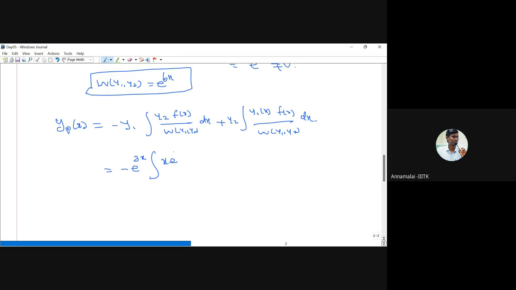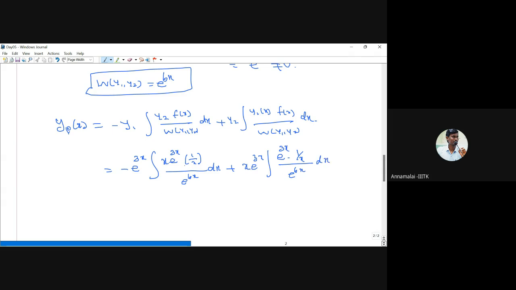x into e power 3x is y2. What is f of x? The right hand side function, 1 by x. The whole divided by, what is the Wronskian? e power 6x into dx. Plus, what is y2? y2 is x into e power 3x, integral, what is y1? e power 3x into what is f of x, 1 by x, the whole divided by e power 6x into dx.